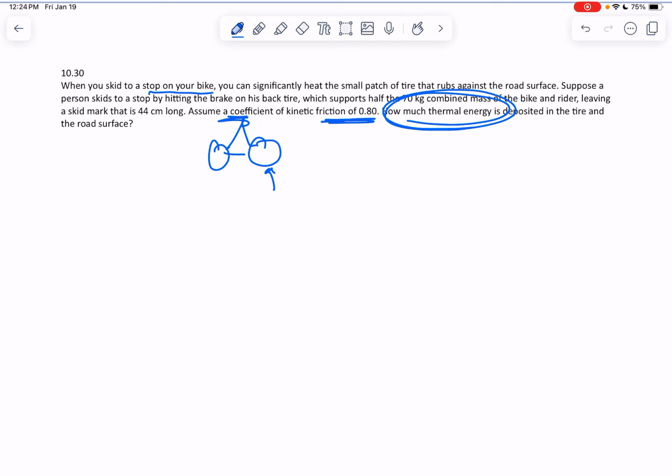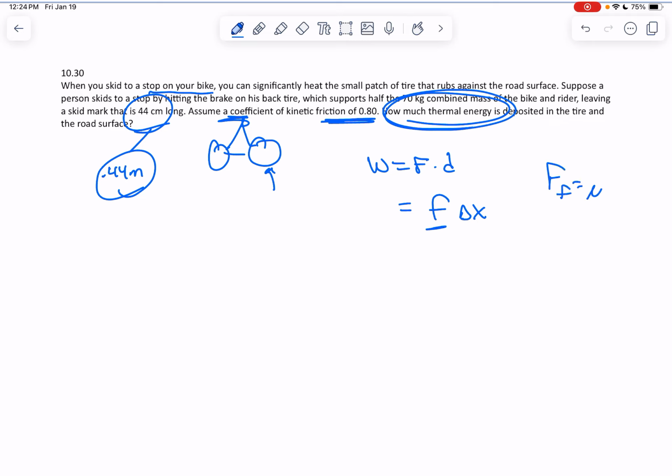Ultimately, this is really just still going to be work is force times distance. That's the equation that we had: F, frictional force, delta x. Delta x is 44, or watch that, that's going to be 0.44 meters. And then the frictional force, of course, is mu times the normal force. You know the mass of the dude on the bike somewhere.